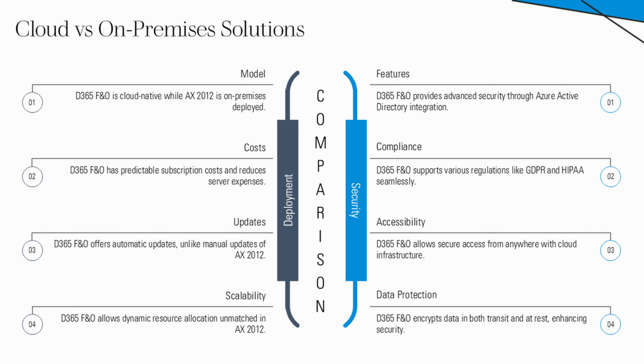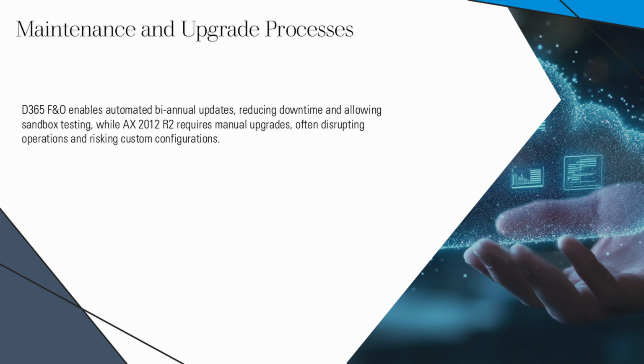Instead, D365 FNO subscriptions bundle infrastructure costs into predictable operational expenses. For example, on-premises AX implementations incur average server costs of $25,500 annually, while D365 FNO's cloud model transfers hosting responsibilities to Microsoft.